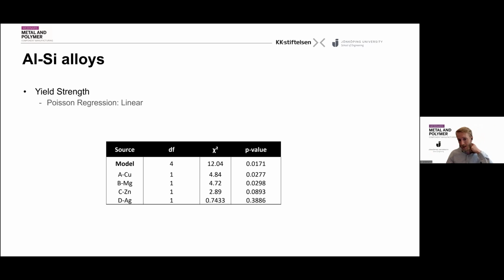Looking at the individual elements within our model, you can see that at least for copper and magnesium, we could still consider this a significant result for the model. Zinc is starting to increase a little bit. 0.1 is typically the limit, we would say; anything above 0.1 is not significant, so it's not as reliable. And then our silver factor is not so significant in this model.